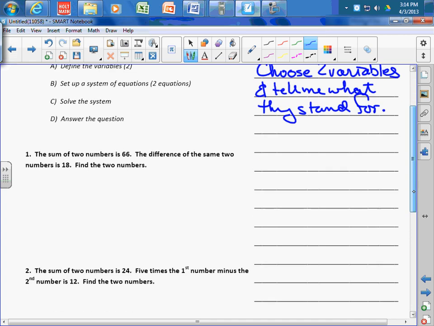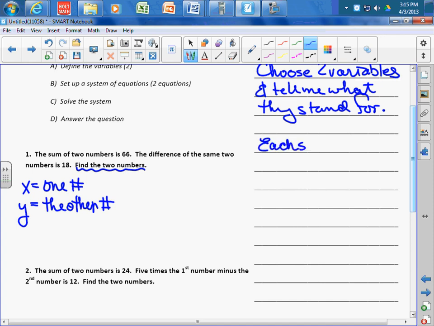Well, what are our unknowns in number one? Well, we're just talking about two numbers. So if I'm talking about two numbers, let's have x be one number and y be the other number. Because that's really all it's saying about our numbers, is that we have two different numbers. We'll get into more specifics later. Suffice it to say that right now, x is going to be one of the numbers, y is the other number.